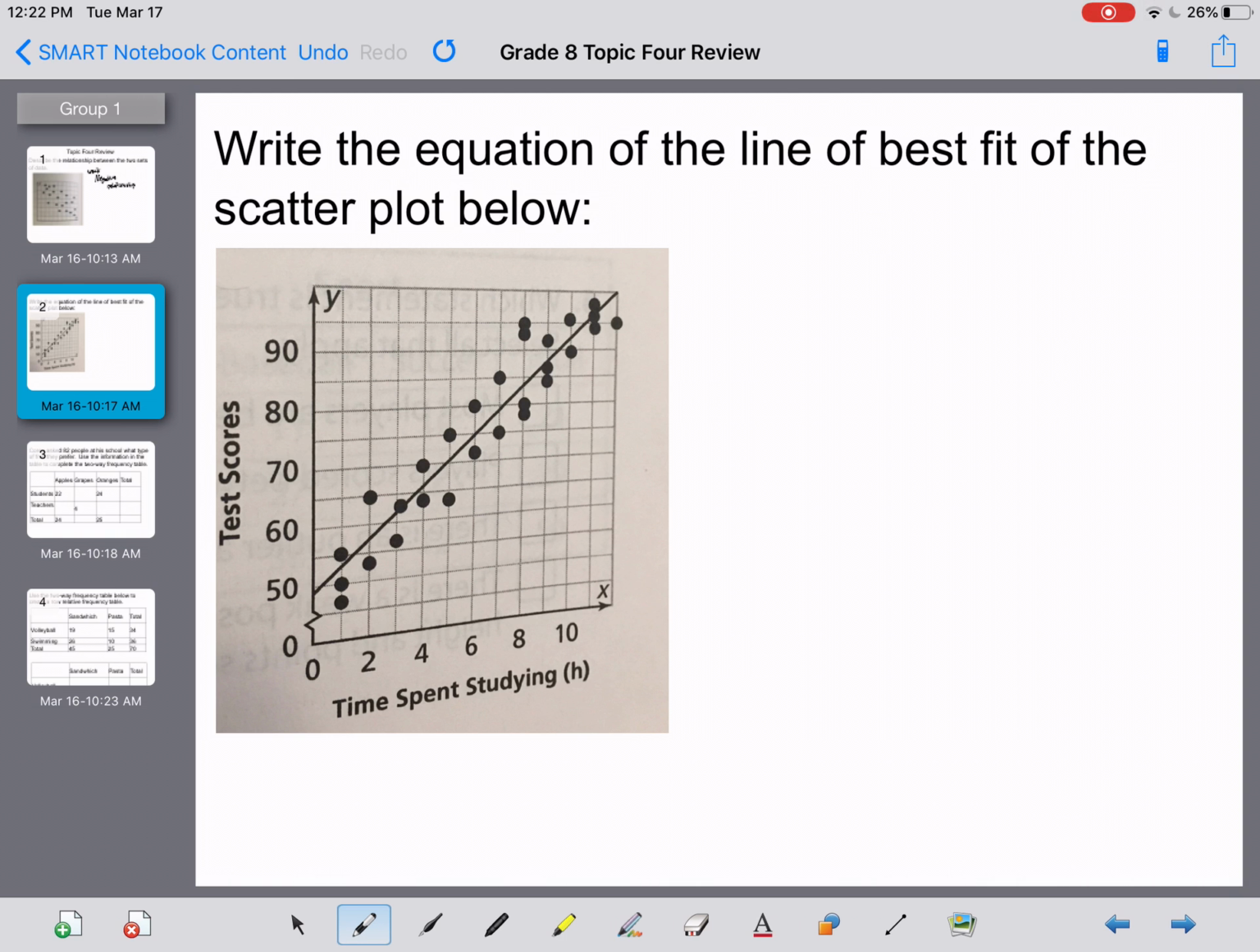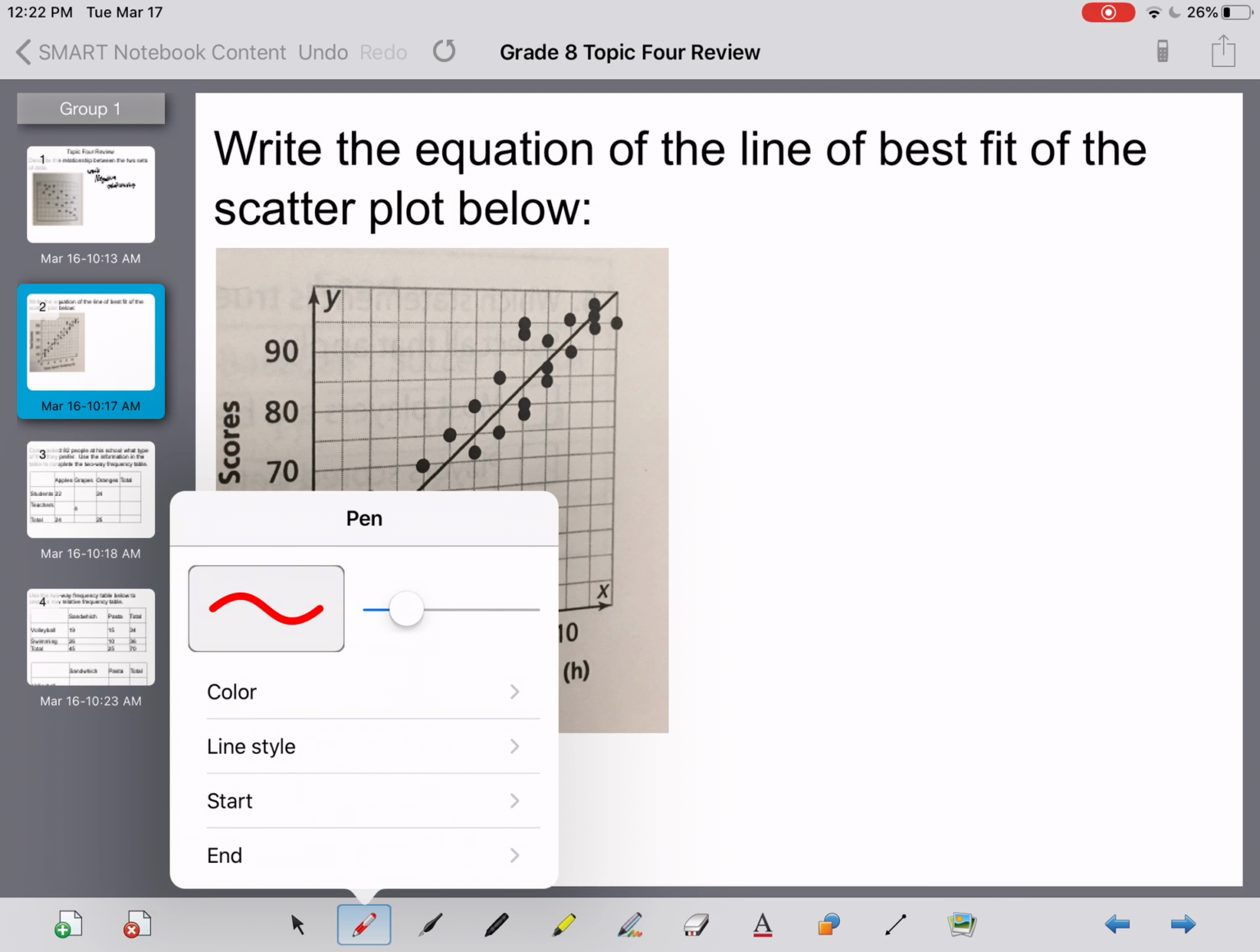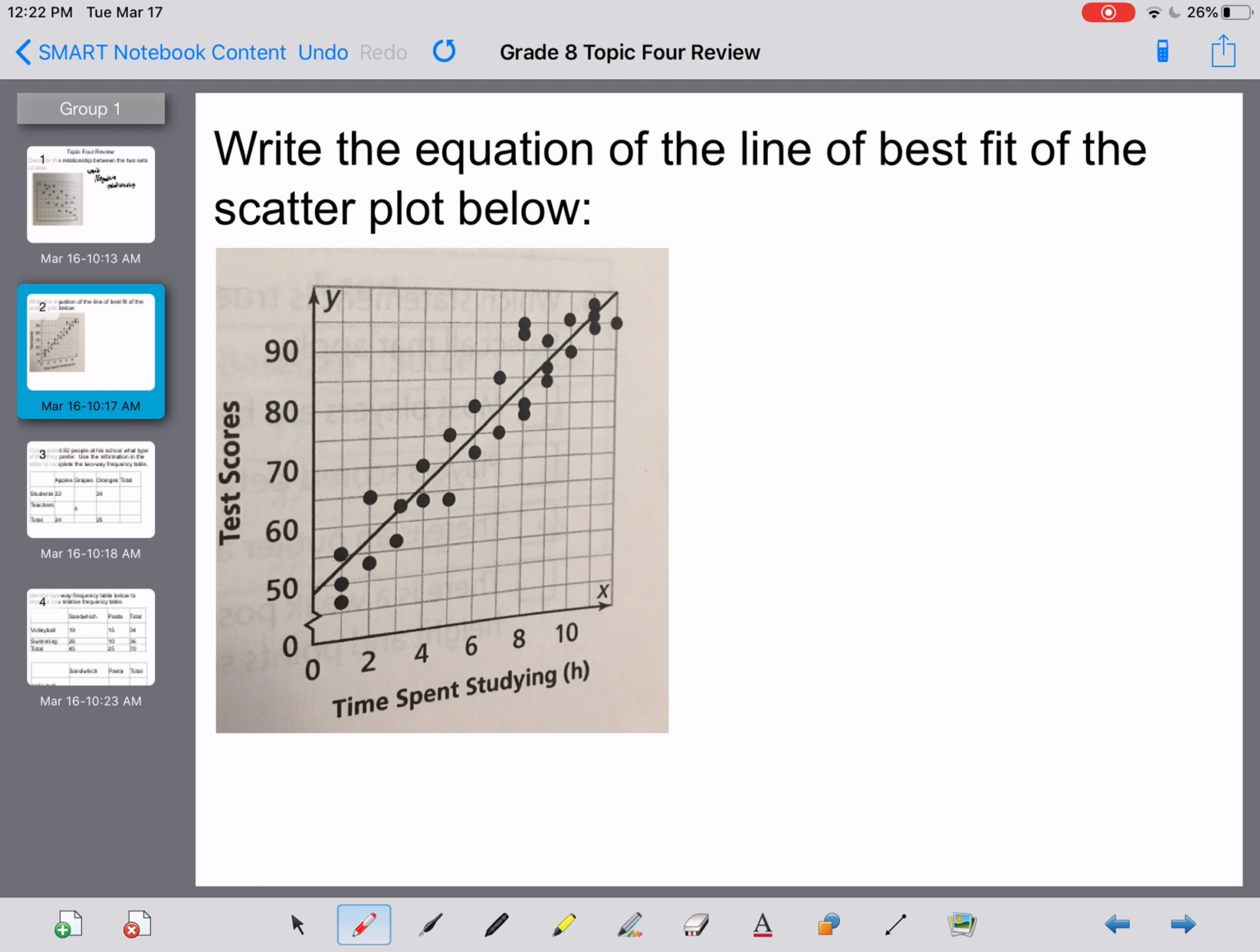So I need to first determine 2 points that I can use to write my equation or my line of best fit. I want to find points on my line that are close to actual data points. So this first data point, that's actually on my line, so that's a good point. A second good point that I see is up here because that data point falls right on my line.